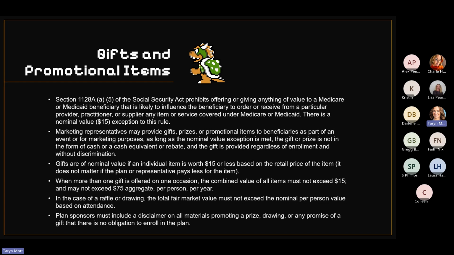Section 1128A(a)(5) of the Social Security Act prohibits offering or giving anything of value to a Medicare or Medicaid beneficiary that is likely to influence the beneficiary to order or receive from a particular provider, practitioner, or supplier any item or service covered under Medicare or Medicaid. There is a nominal value of $15 exception to this rule. So you can provide items as long as it's under $15 retail cost. So if you find a $200 TV on sale for $15, that will not work.